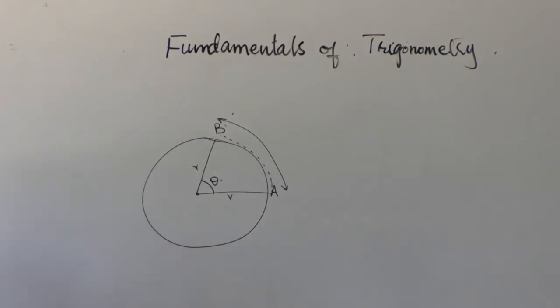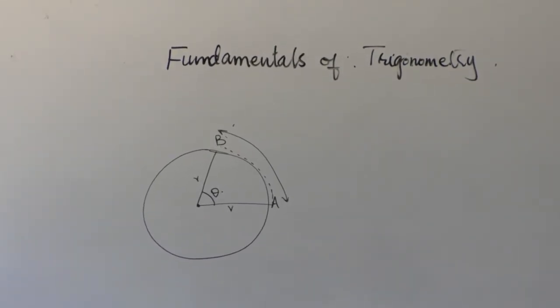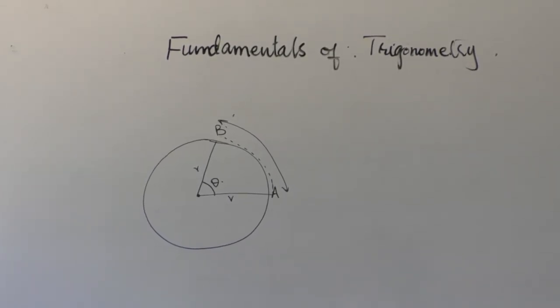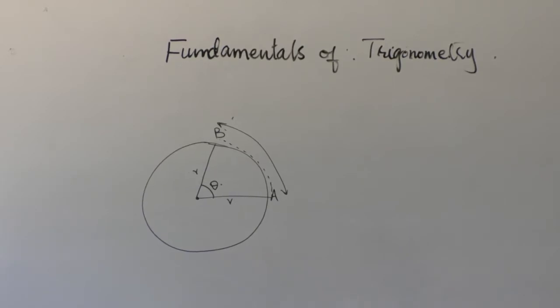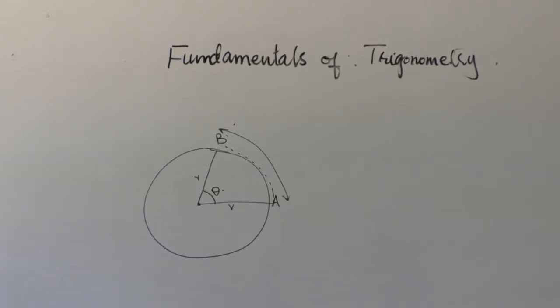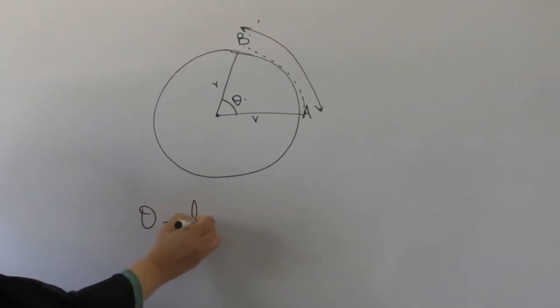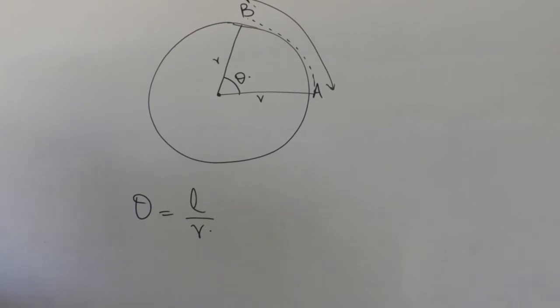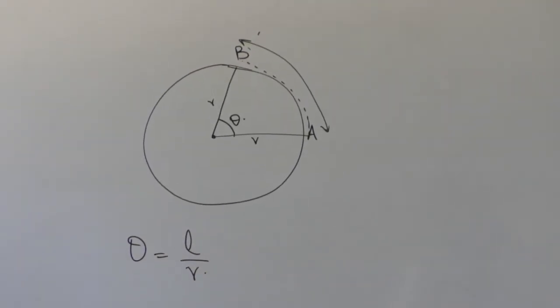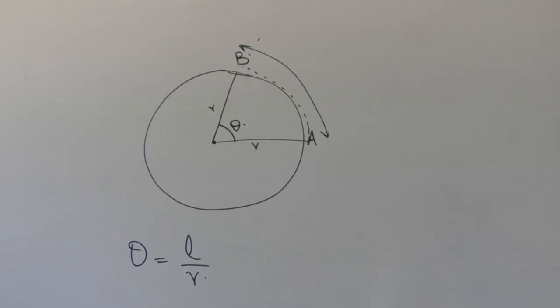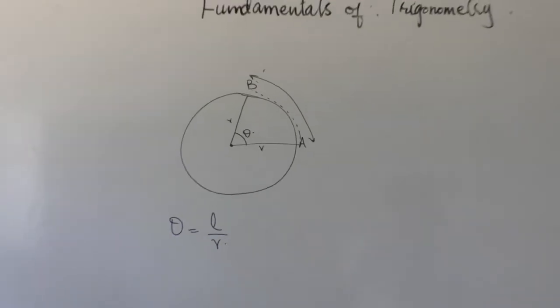Now, the relationship between the length of this arc and the radius, and what is the relationship of this arc AB with the center of the circle, or the angle subtended? Here is a proof that theta is equal to L over R. Theta is the angle subtended, L is the length of the arc AB, and R is the radius of the circle.